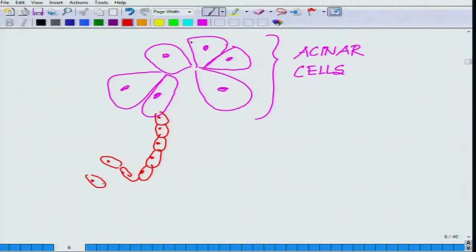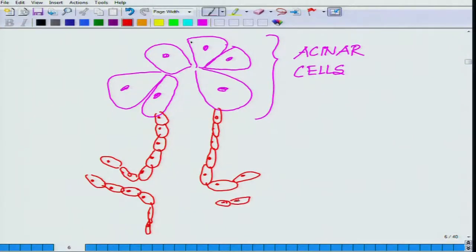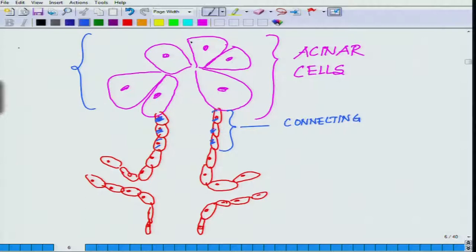These are called the connecting segments. What I am drawing now is an individual lining; individual cells form the lining of this. I will put this part in blue, just to give you an idea. This part is called the connecting segment. Those are the acinar cells which are involved in the synthesis of the saliva, and this is where the primary saliva is formed.